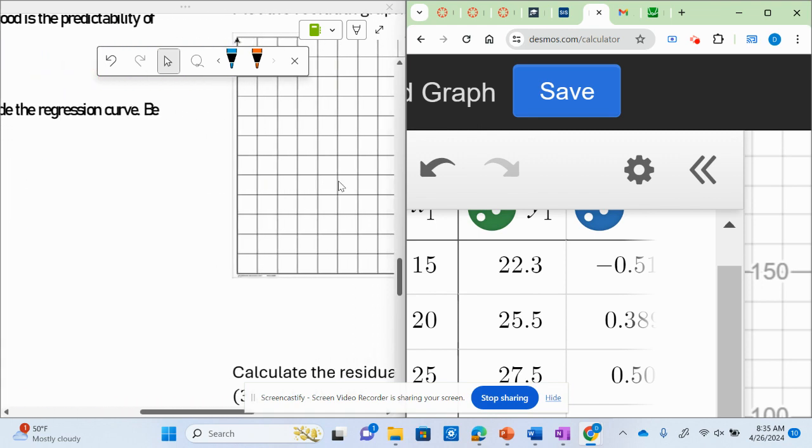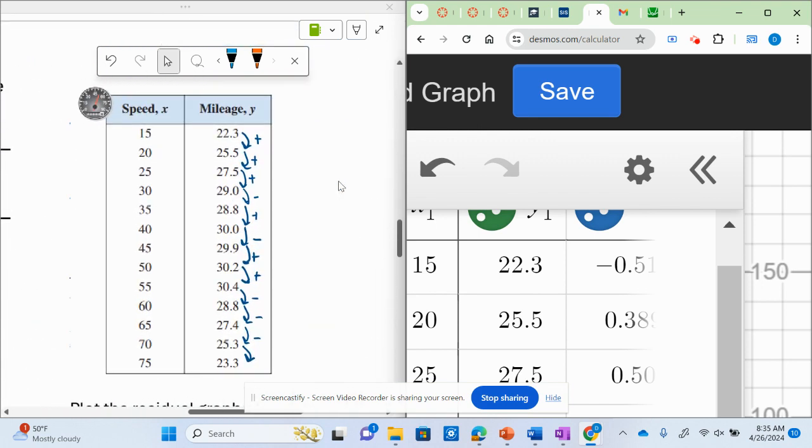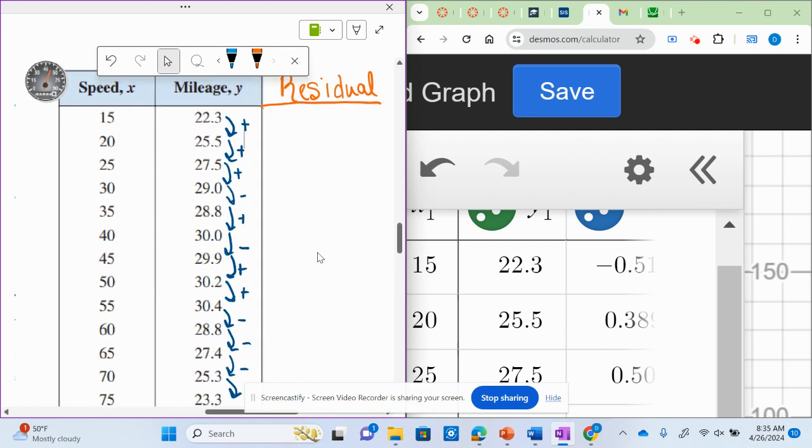So when I go to my table that I built right here, we need to put in our residuals. We're going to write those down. So you're going to add something that says residual across the top. And we need to put these values that are in here. We're just going to do 2 decimal places because that's really all you can see here anyway. So when I have an input of 15, my output was 22.3. The residual for that is negative 0.51. When my input is 20, the residual for that is 0.38.